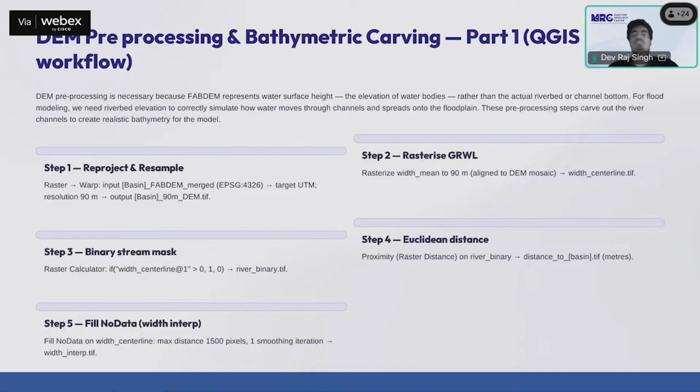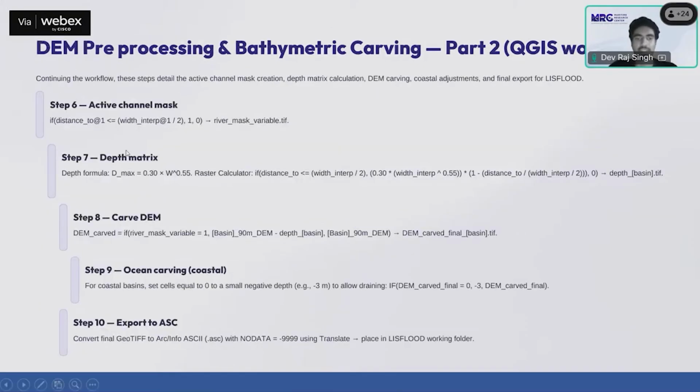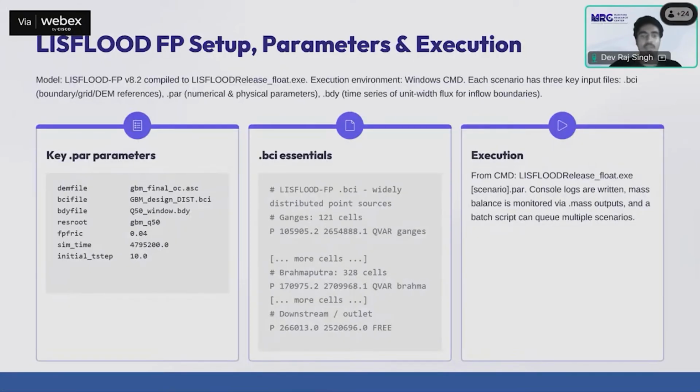So these are some of the steps that we follow on our existing digital elevation model. It's like imposing the width on the digital elevation model and finding the depth, and from each point carving out, reducing the elevation at those points by that much, to get the right bathymetry that we need. Right.